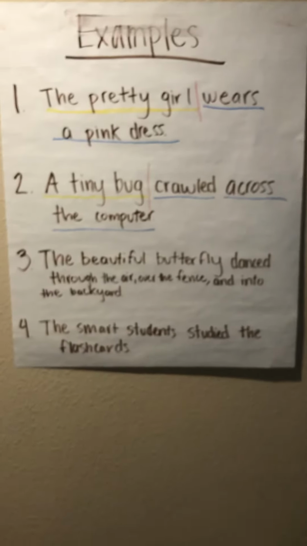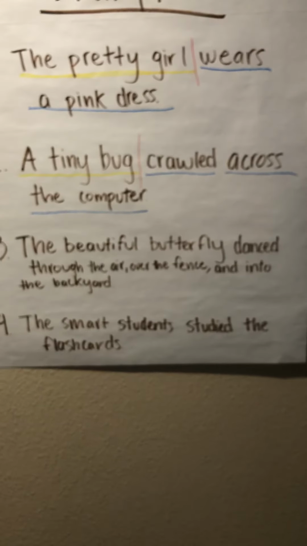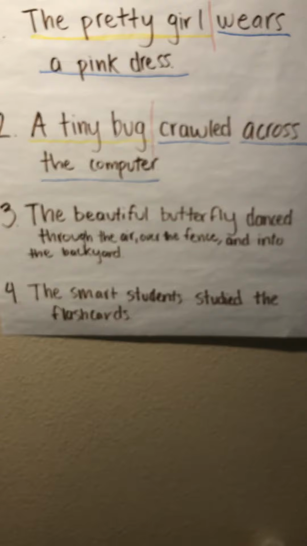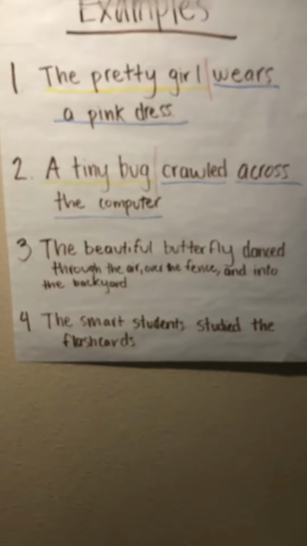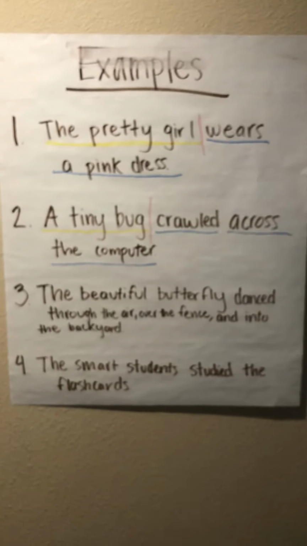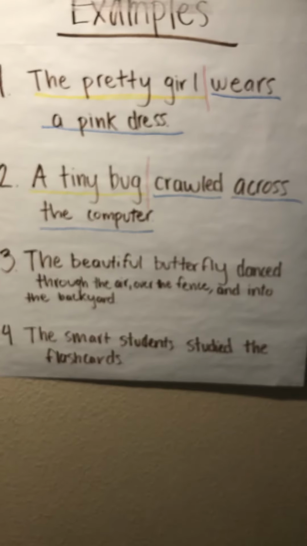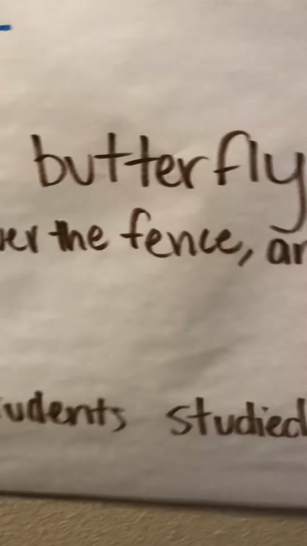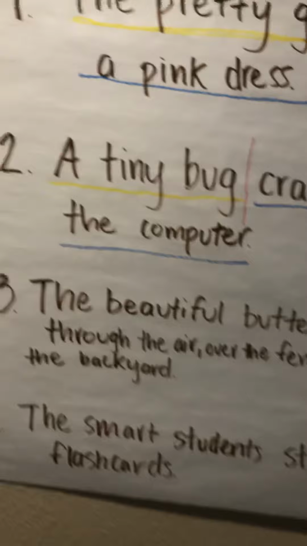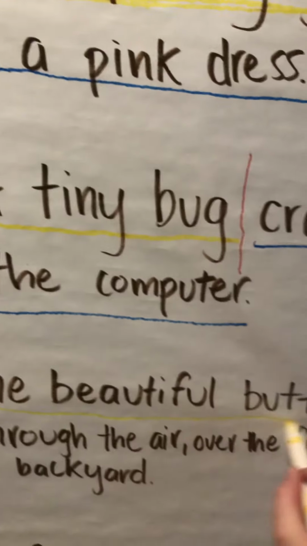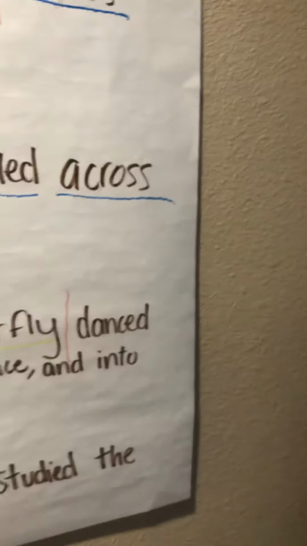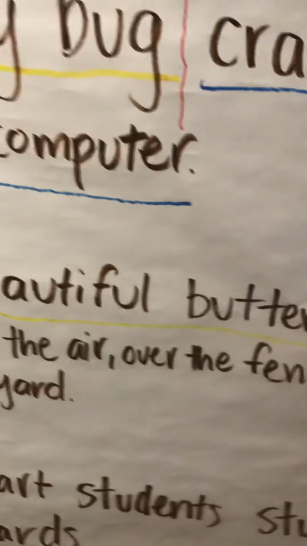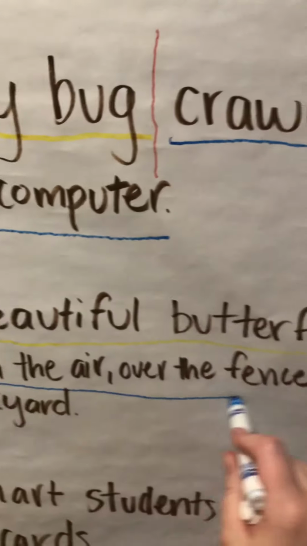Okay? So now for the third sentence, the beautiful butterfly danced through the air, over the fence, and into the backyard. Wow, that is a long sentence. Okay, so our noun we identified is butterfly. What did the butterfly do? It danced. So we're going to draw our subject line. Okay, now we know everything before the subject line is our complete subject. We know everything after our subject line is the complete predicate.